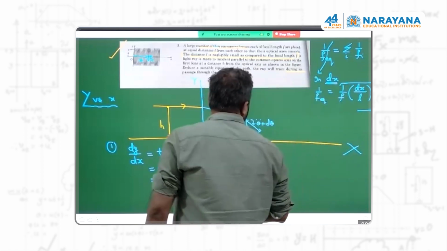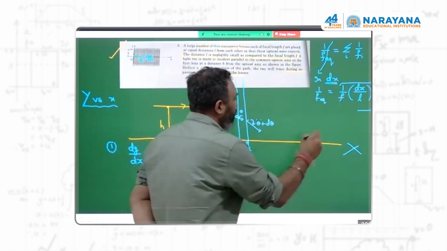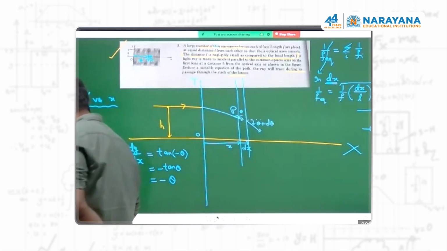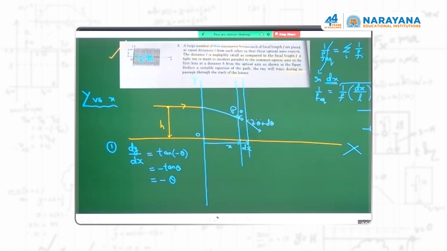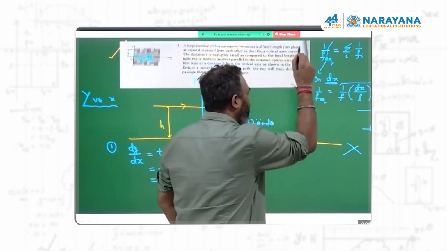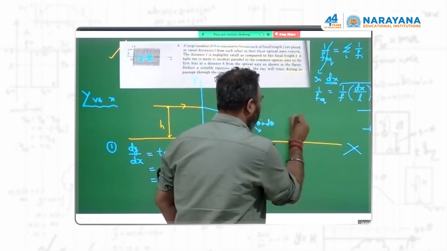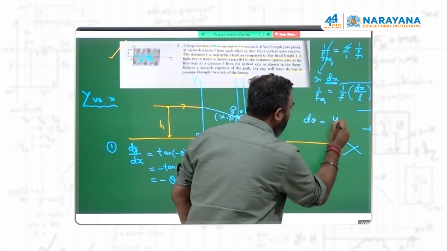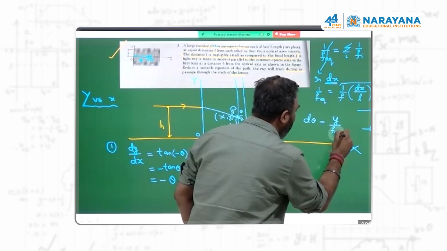So once you get 1 upon f equivalent, now I can use my second equation, which basically talks about the deviation of the ray through the effective lens. If I am hitting this at x comma y, the coordinate of this general point P, you can simply say by the result delta is equal to h by f. The deviation that will happen here, which is d theta, should be written as y upon f equivalent, or f net, whatever you want to say.